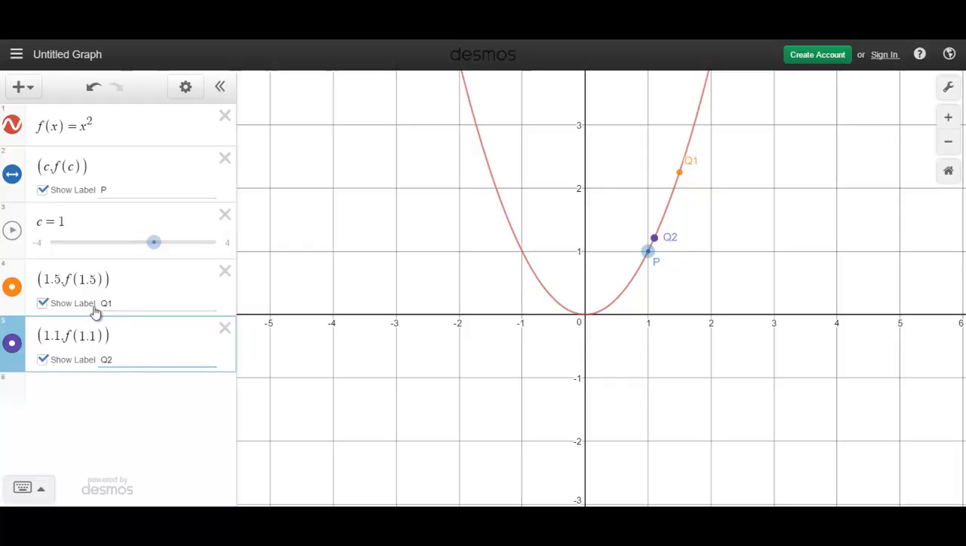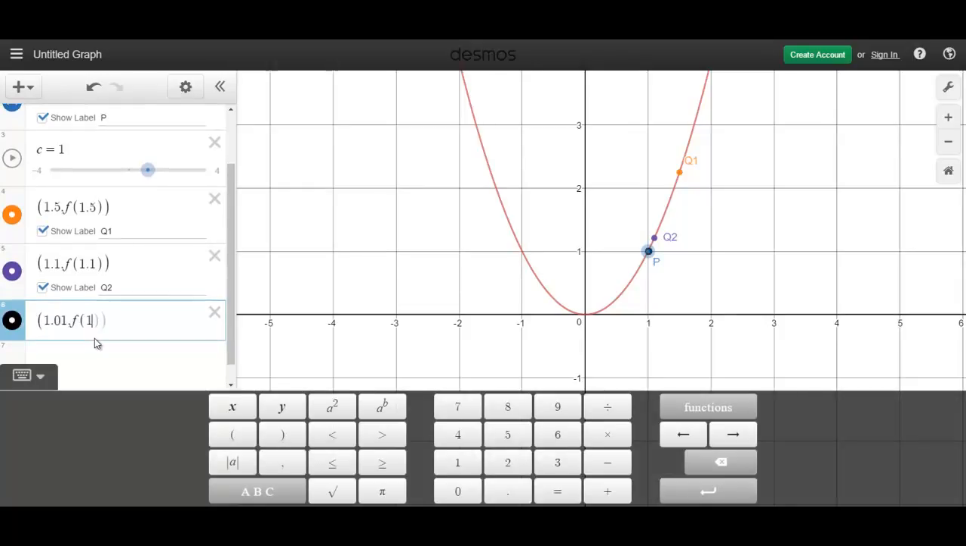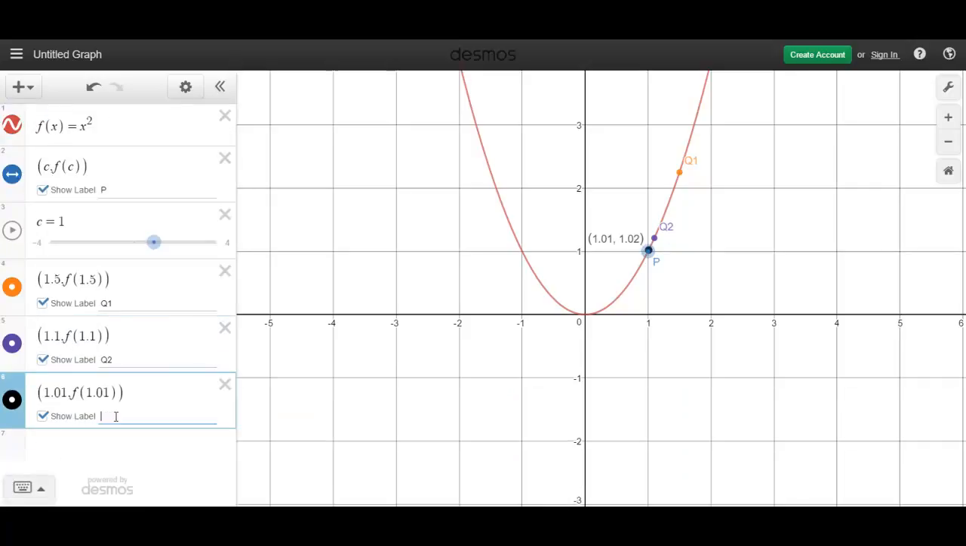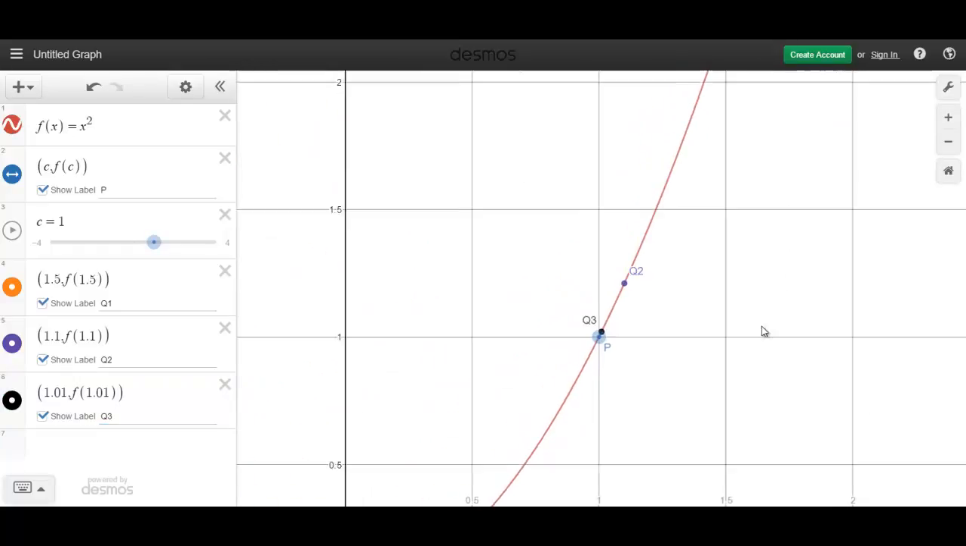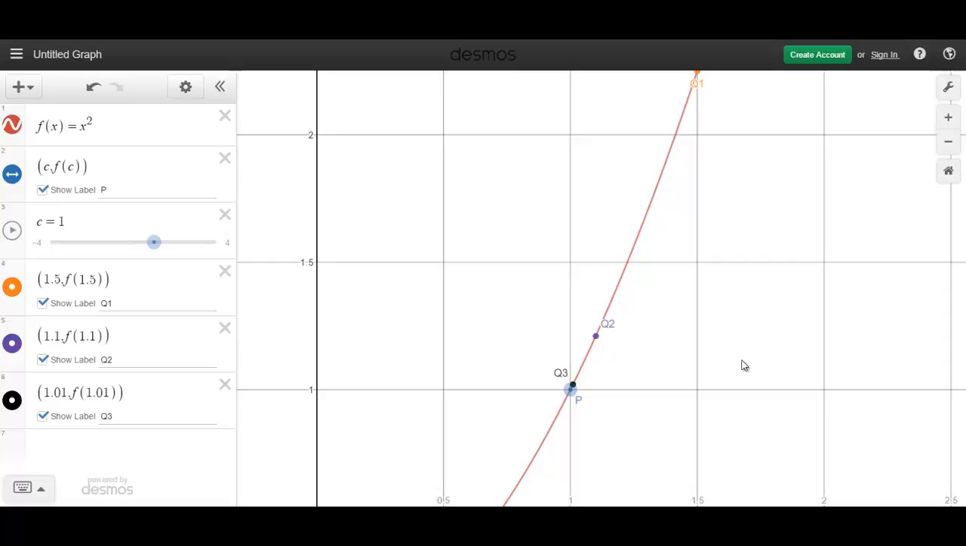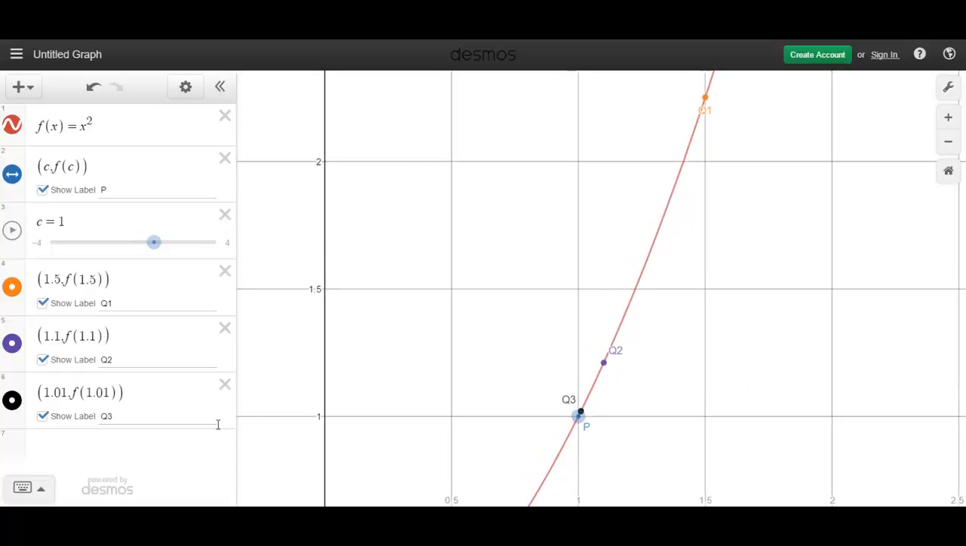Okay, then let's do the next point. That was 1.01 comma f of 1.01. That was Q3. Now we're going to have to zoom in, or those are going to be on top of each other. See here, they're going to get really close really fast. So this is going to get really jumbled up, but it's fine.